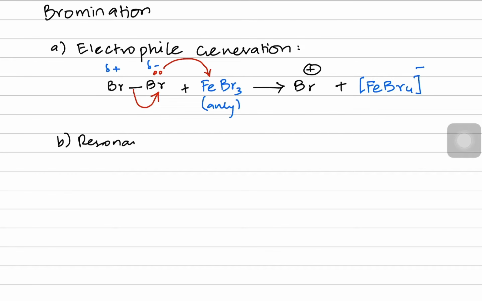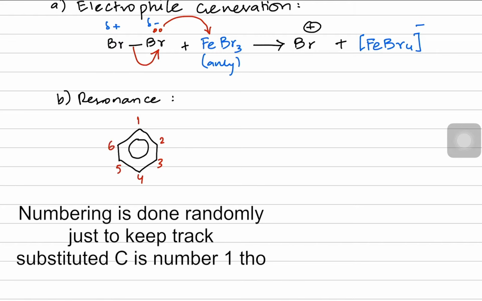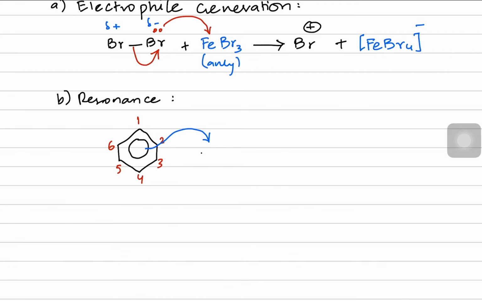Once the bromine positive ion, or you can call it bromonium ion, electrophile is created, the resonance thing happens. Now what happens? Let's suppose I'm numbering the carbon atoms of the benzene from 1 to 6. Let's suppose carbon 2 picks one of the pi electrons and gives it to the bromine electrophile. This disrupts the entire resonance, but at least carbon 2 makes a bond with the bromine atom.